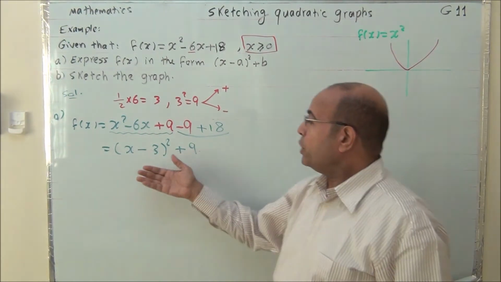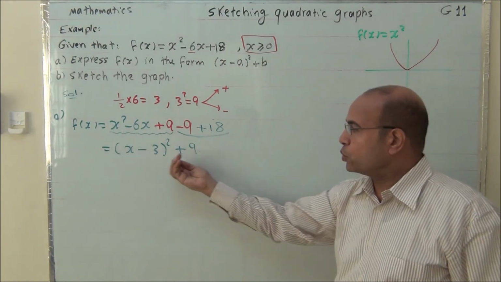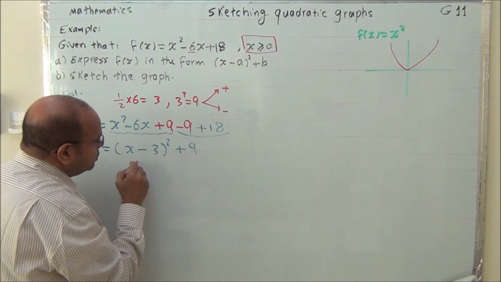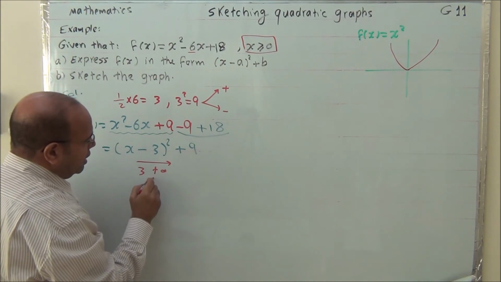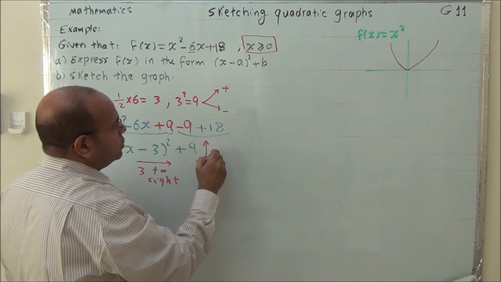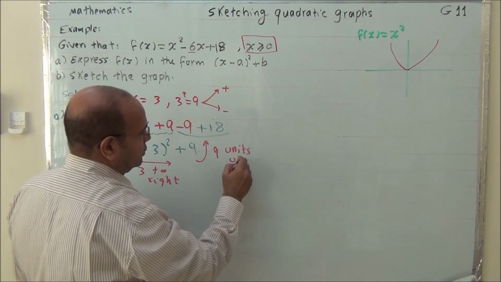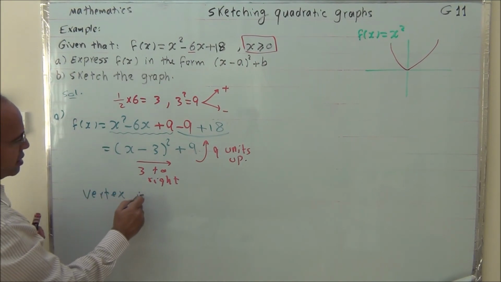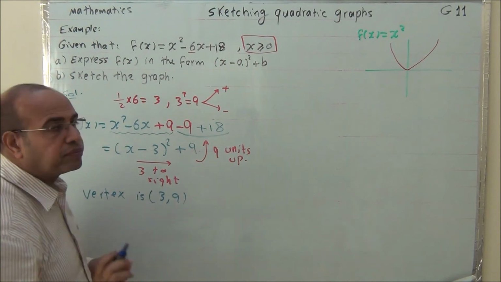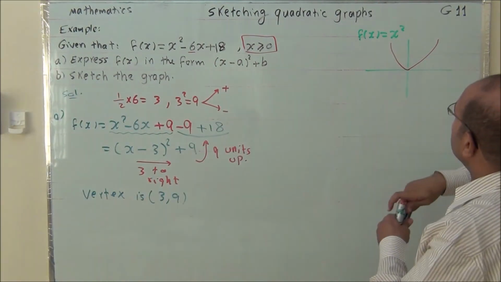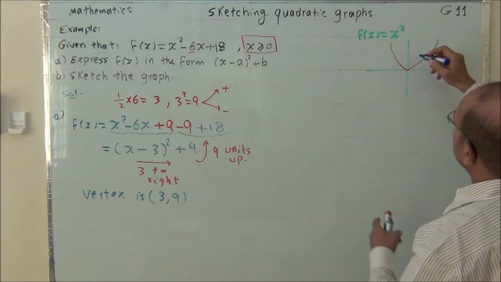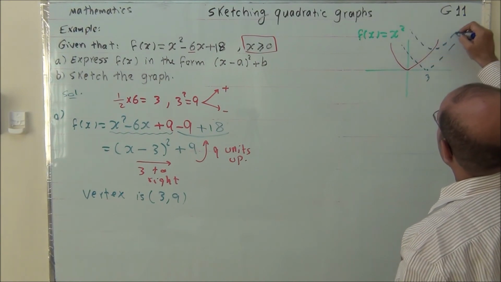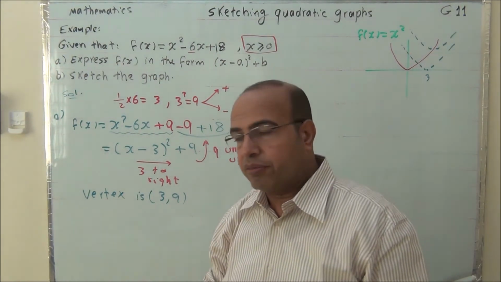What about this? We translate this graph 3 units to the right. If it's minus, it becomes positive. So we translate that graph 3 units to the right. And this plus 9 means 9 units upwards. The vertex from this is 3 and positive 9. So what we do for this graph, we translate it 3 units to the right and then 9 units upwards. So the graph takes this position.